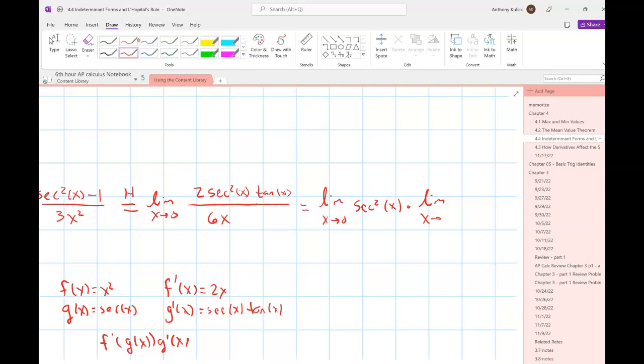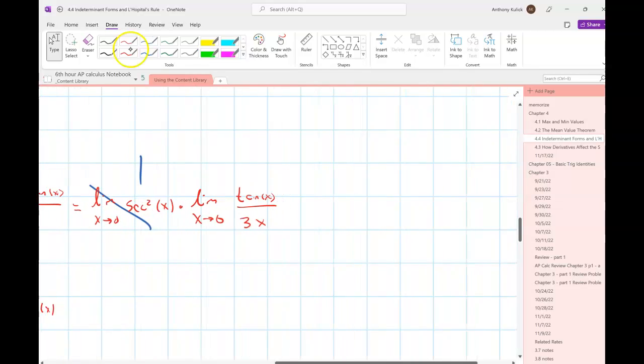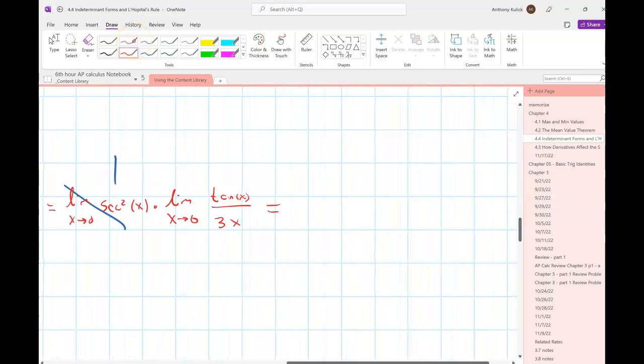Right? Because I remember there was a limit rule that would allow me to do this. And I'm going to reduce along the way. Because that limit's just 1. Right? So 1 times that, that's great. So now I'll do L'Hopital.